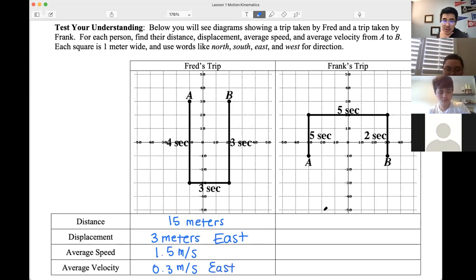So then similarly over here, we just count up the squares, 3, 6, 3. So that's 12 meters. Displacement, we just count the final minus original. So Frank moves 6 meters to the east. Average speed would be distance over time, so 12 over 12, which is just 1. And then displacement over time, so that's 6 over 12, which is 0.5 meters per second to the east.